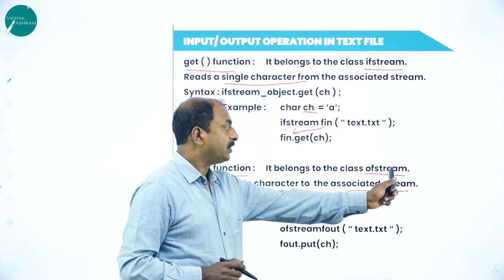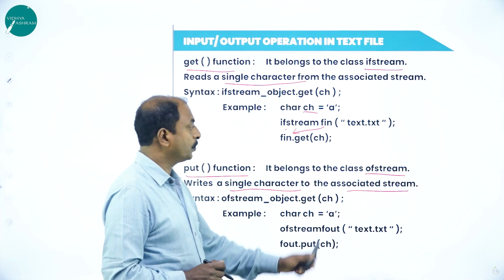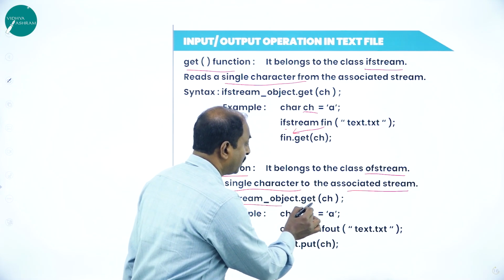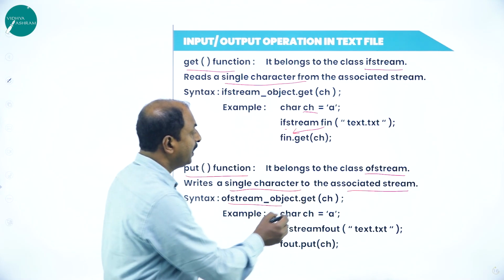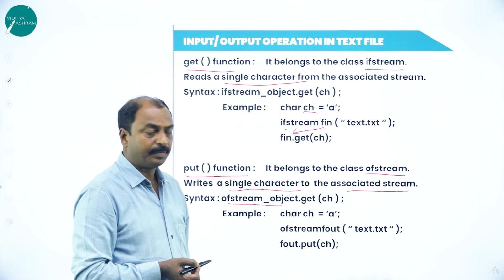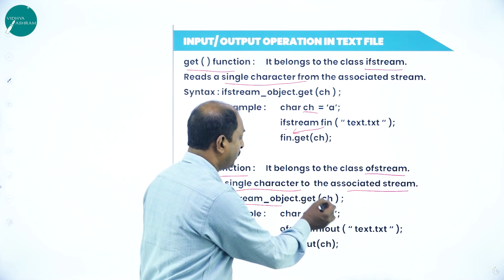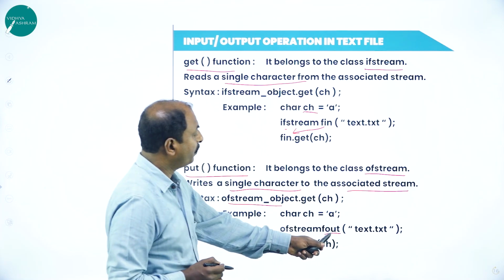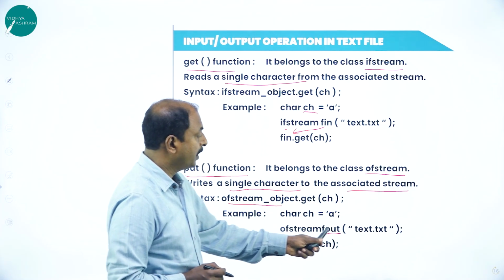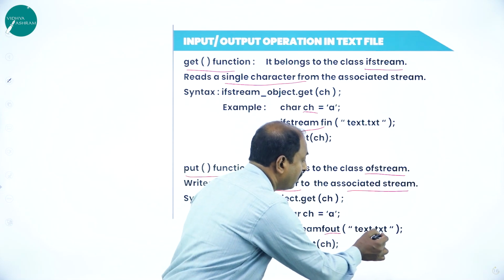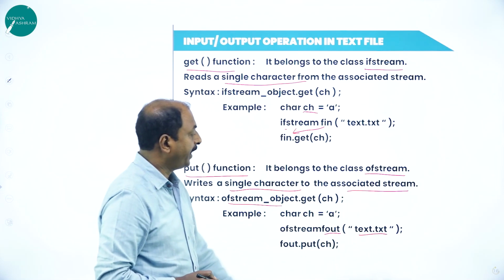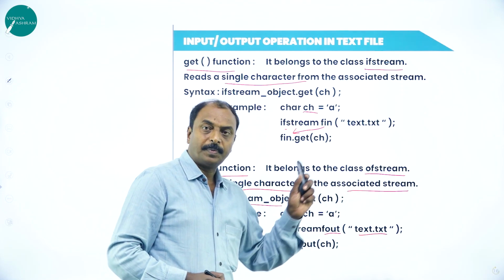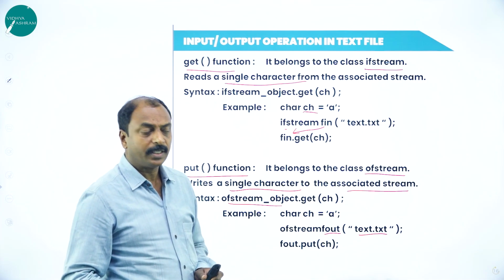Now it belongs to the class ofstream. O stands for output stream. Look at the syntax here. ofstream object dot put is the function. Inside this, character is the variable. For example, character ch equals to a, ofstream fout. Here fout is an object of the class ofstream and text.txt. Here this is the file. Text.txt file is opened for output operation, so we can write data onto a file.